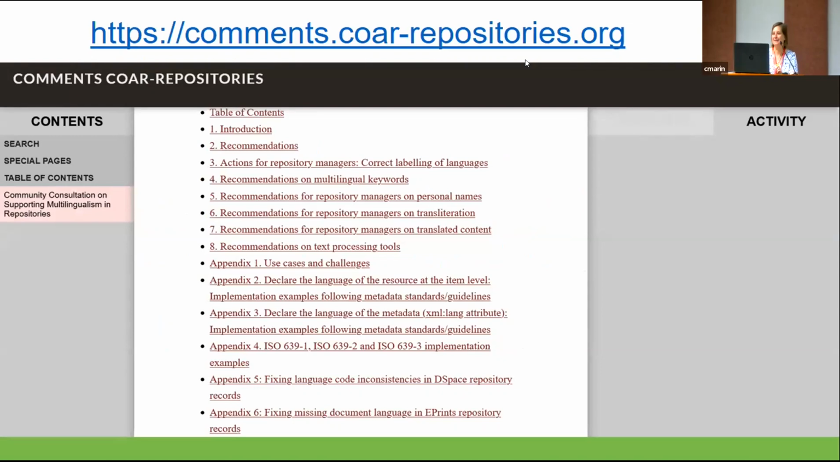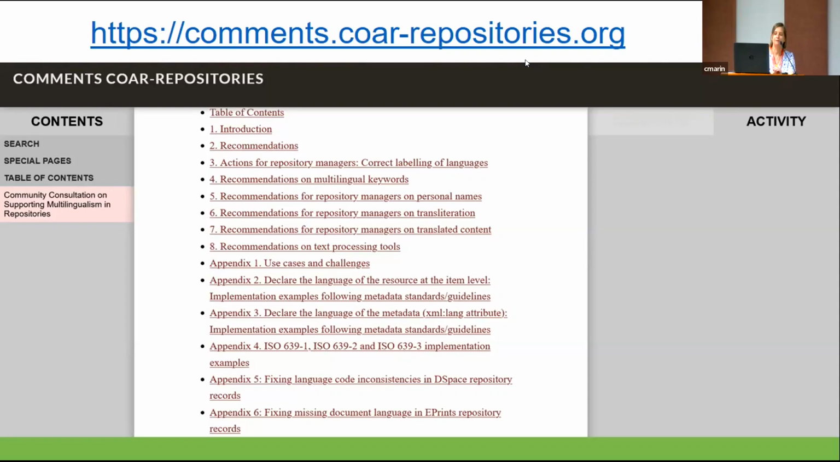I'm saying we, but it's actually Ellen, and thanks a million, who copied our, I don't know how many pages of recommendations and descriptions into CommonsPress, which we want to use to collect your feedback. So that would be the structure of this page where you can see a list of recommendations that I already mentioned. Then you have specific implementation examples on labeling of languages, recommendations on multilingual keywords, personal names, transliteration, translated content, text processing tools.